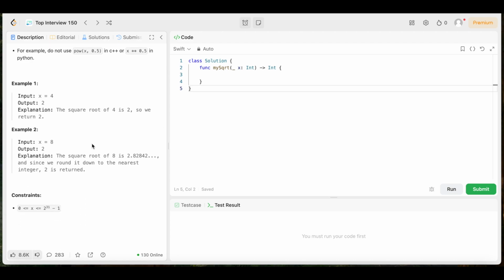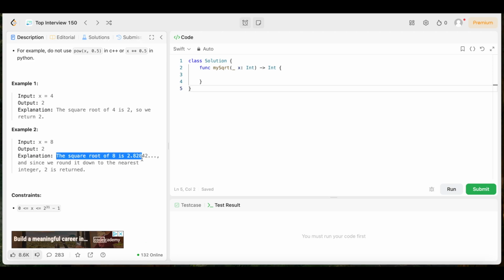So let's look at example 2 where we actually are going to have to round down to the nearest integer. In example 2, we have x equals 8. The output is 2. The explanation says the square root of 8 is 2.82842, and since we round down to the nearest integer, 2 is returned. This is important, because normally 2.8 you would round up to 3, but in this case they want us to round it down to 2, and thus the output is 2. Now that we understand the question and the examples, we can get into the actual solution. So let's get into it.